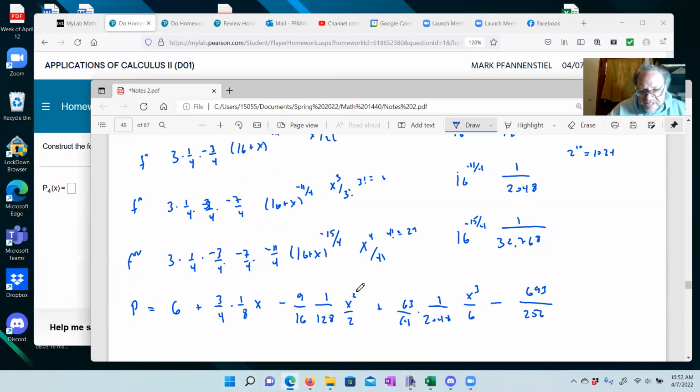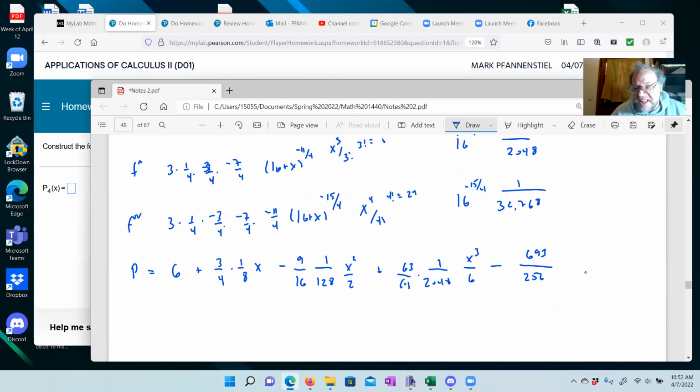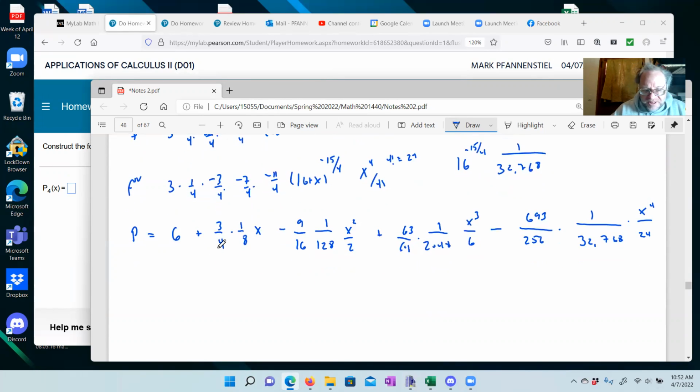But all of this actually is designed to make our lives easier. Okay, I know you don't believe it, but that is the truth. And we have times 1 over 32,768. And then our polynomial is x to the 4th over 24. So that's what we're dealing with. Let's simplify this down so we can actually write the answer into the thing here.